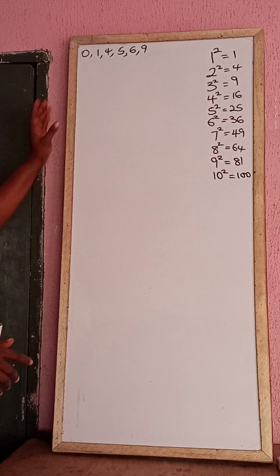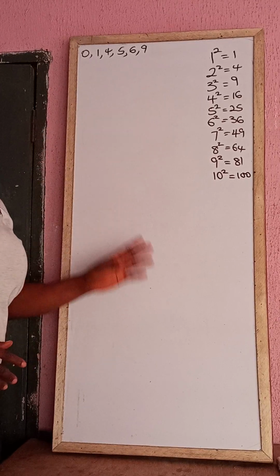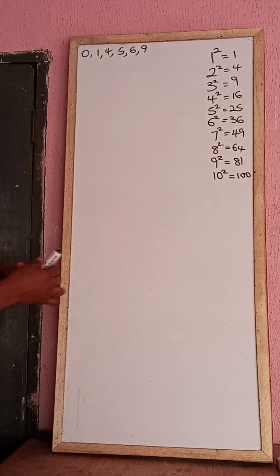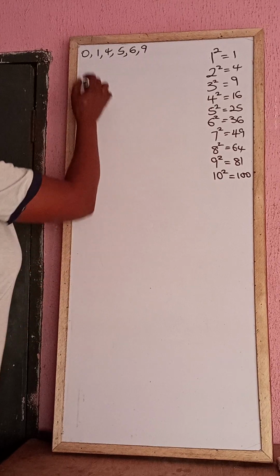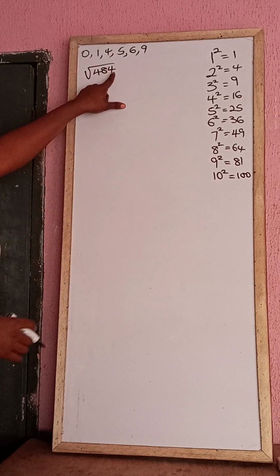So let's look at some numbers that we know are perfect squares, because what we're going to do today only works for perfect squares. So let's see the easy way to calculate, let's say, the square root of 484. Square root of 484. Now the last digit here is 4.